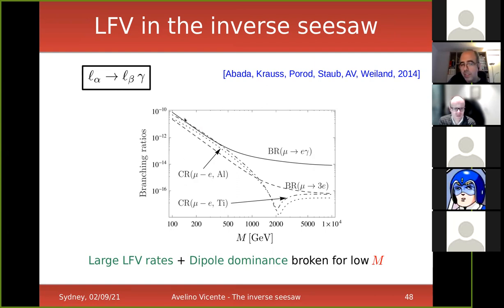And actually, they would be excluded here because the current limit on, for example, mu2 gamma is at the level of 4 times 10 to the minus 13. So over here, everything below this line would be excluded. But the main point that I wanted to make with this plot is that they can have similar rates.